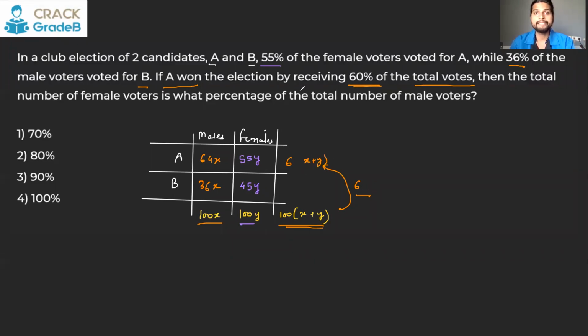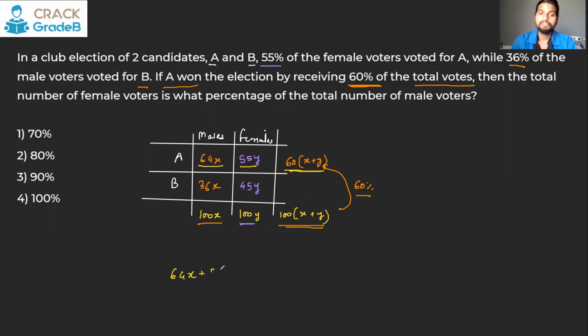It says that A receives 60% of the total votes. So if the total votes are 100 times x plus y, A receives 60 times x plus y. That means the total votes of A should be these many. So this plus this should be equal to this. So just make the equation out of it.